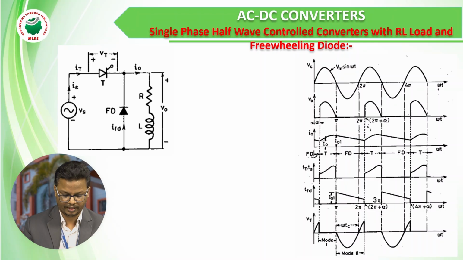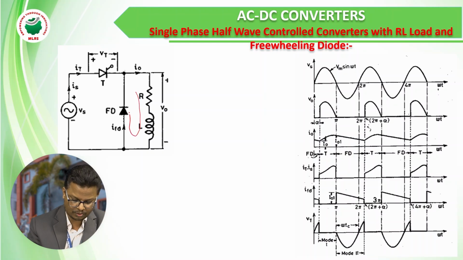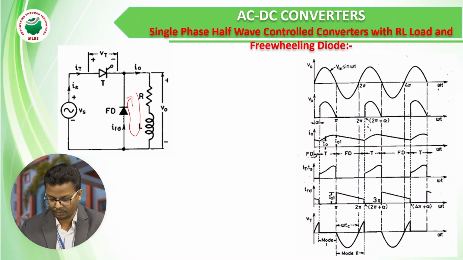But the point is, when the thyristor is off, the inductor acts as a source. Now the freewheeling diode is forward biased, so the current circulates from the RL load through the freewheeling diode. So if you observe, the output voltage at pi becomes 0 and after pi it is also maintained at 0. Previously, after pi, we got an extinction angle beta, but now it is not there, because of the freewheeling diode.